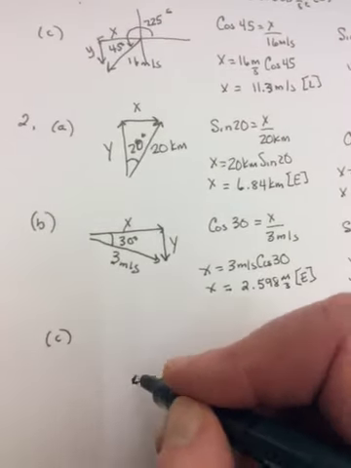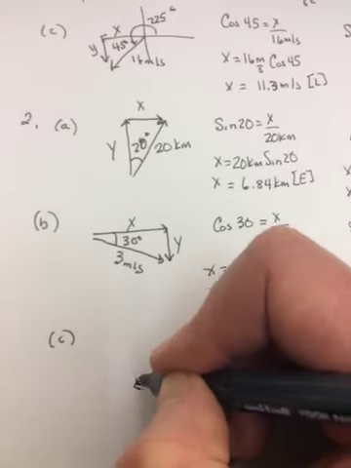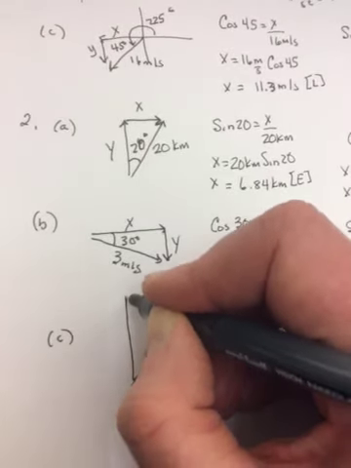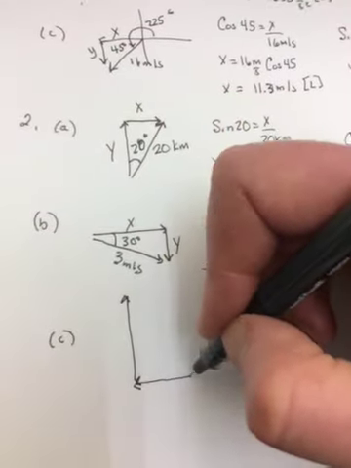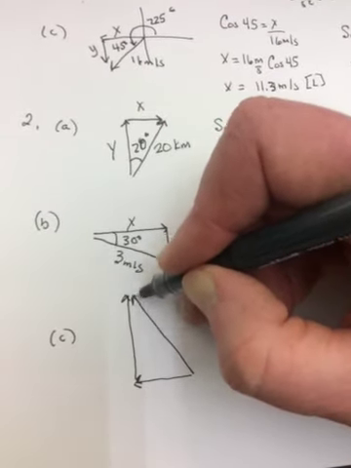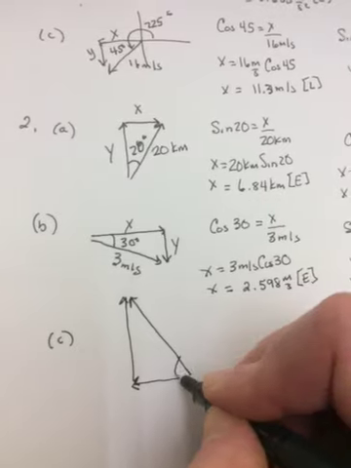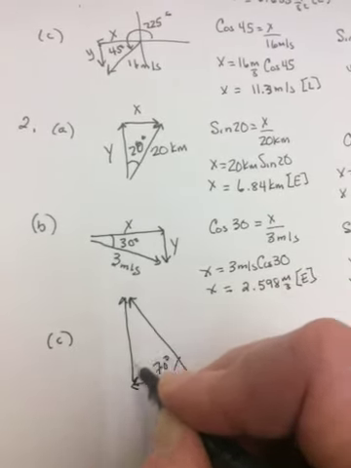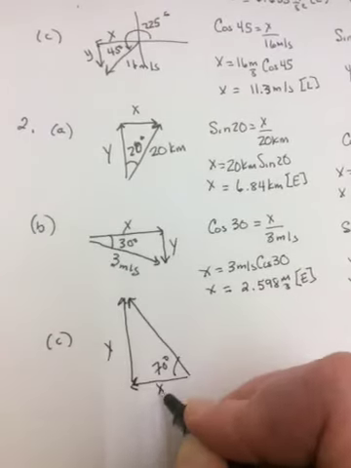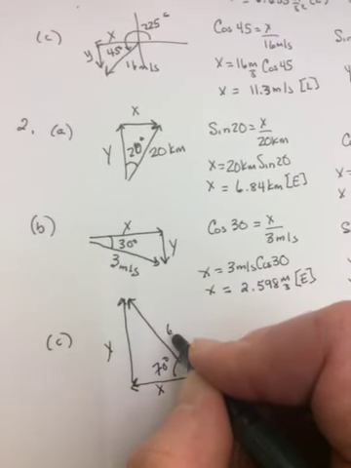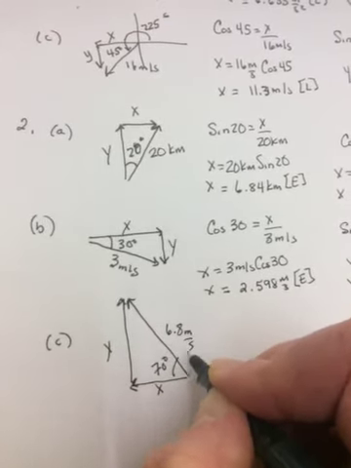C is velocity vector west 70 degrees north. So west, and then this time the angle's bigger than 45, so my north needs to be longer. So west 70 degrees north. So this angle in here is 70 degrees. This is my y, this is my x, and this is 6.8 meters per second.